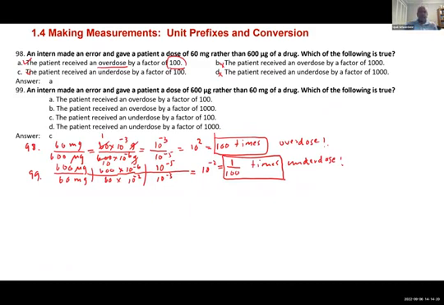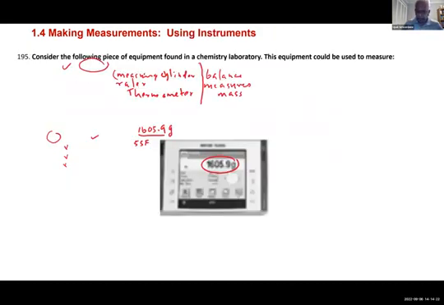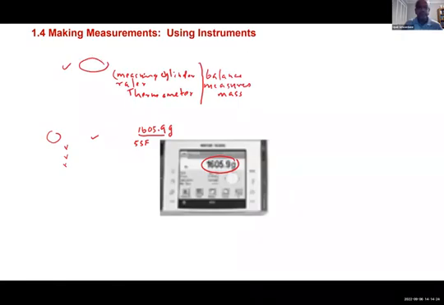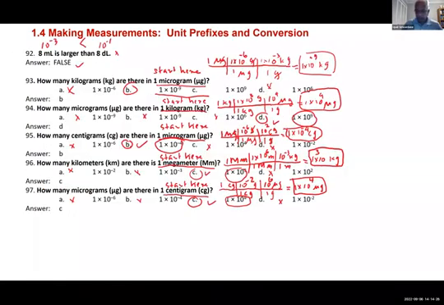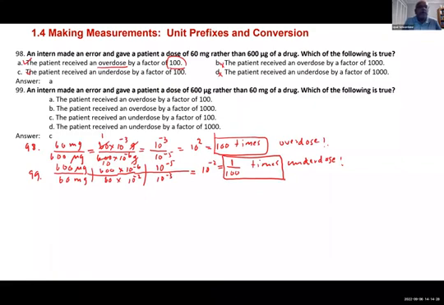Okay, let's do a problem with real life experience. A person gives a patient a dose of 60 milligrams in place of 600 micrograms of a drug. Suppose you are in the hospital, you are an intern. You give a lot more than what you're required. What is the factor of that?